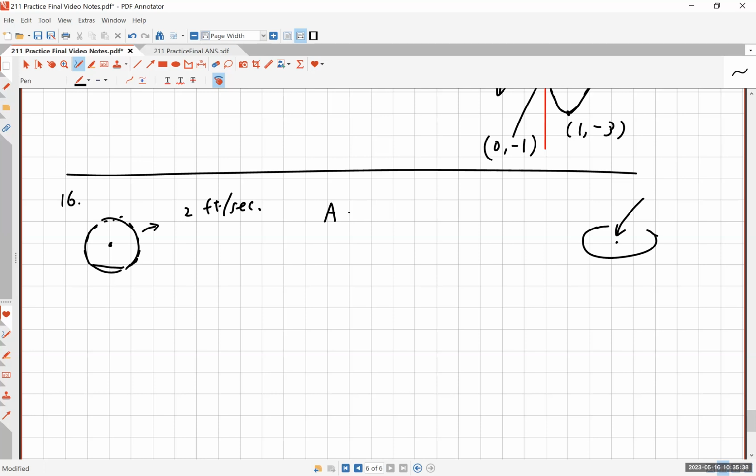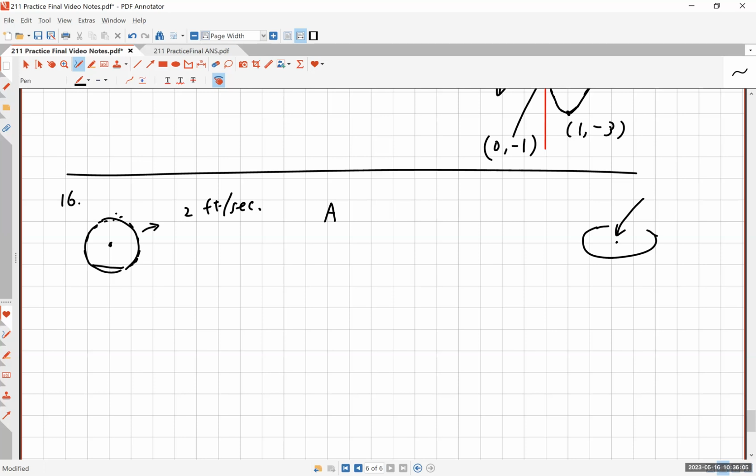growing when t is equal to 5, when the radius of the circle is increasing at 2 feet per second? That's the question. So what you have to know is that there are two rates related to each other. One is the rate at which the radius is increasing, and the other is the rate at which the area is increasing.